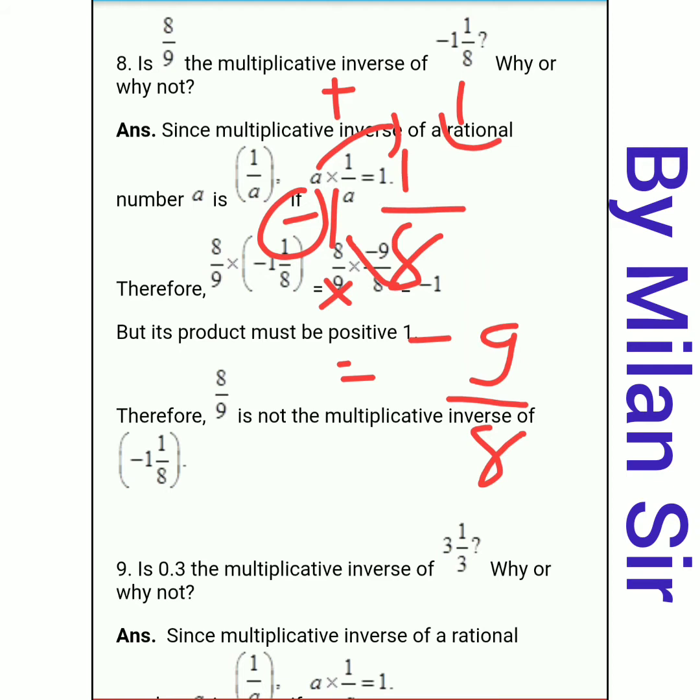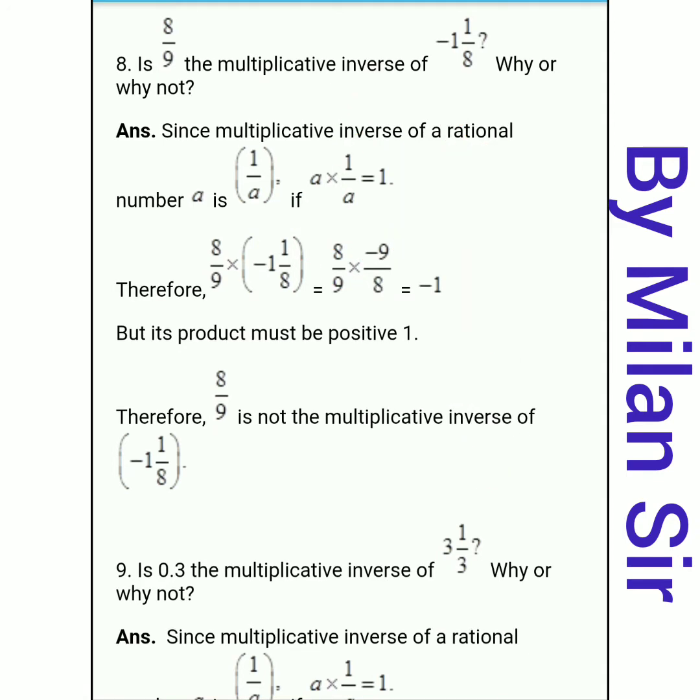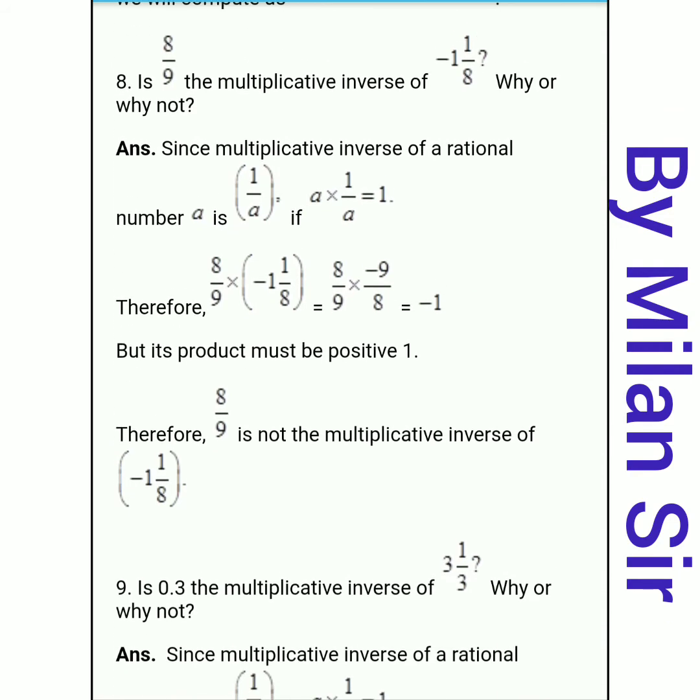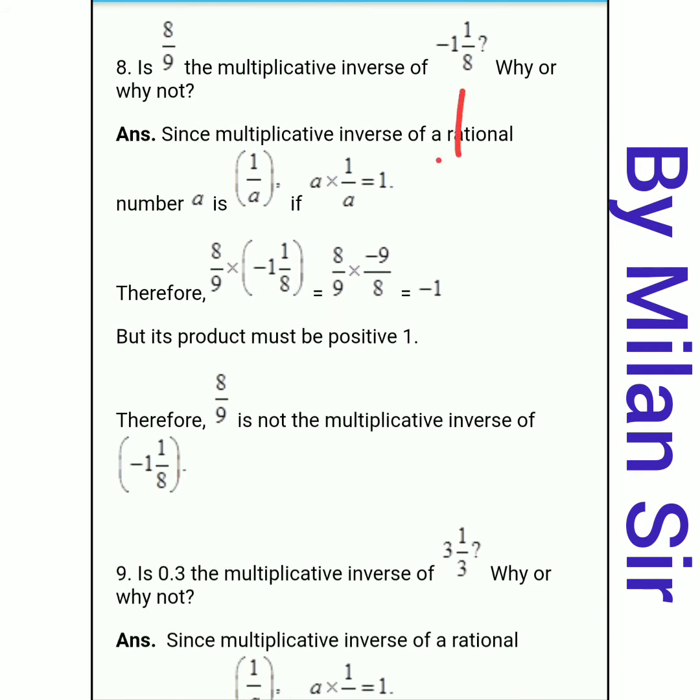These things we learned in standard 7. If you forgot it, then just see my video of standard 7. I already explained these things in chapter number 2, fractions and decimals. Otherwise, you can check the suggested link. So the answer of minus 1 integer 1 by 8 is minus 9 upon 8.